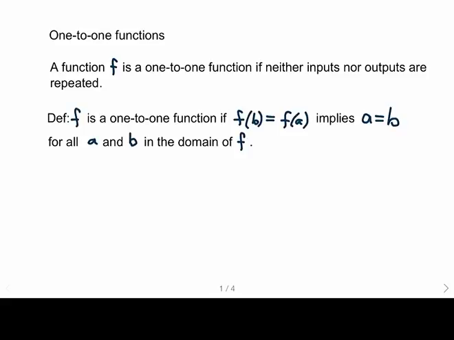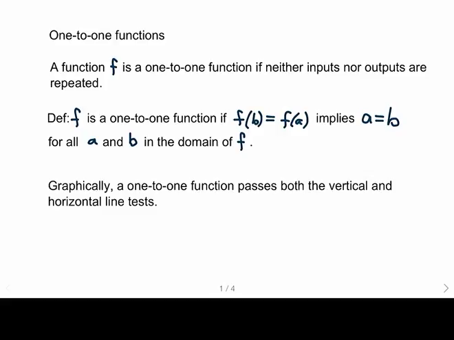F is a one-to-one function if f of b equals f of a implies that a equals b for all a and b in the domain of f. Okay, that's pretty formal. Let's look at a graphical description and then we'll see what we've just read. Graphically, a one-to-one function passes both the vertical and the horizontal line tests. And we'll see what all this means in just a minute.